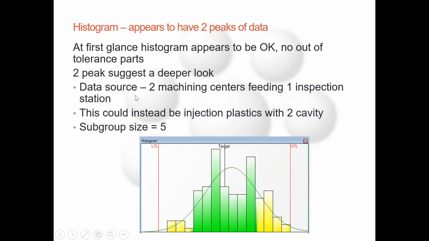Well, we know that the data source for this data was two machining centers. They are all coming into one inspection station. And just as another way of interpreting this, it could instead have been plastic injection molding, where there were two cavities. Subgroup size 5 is immaterial to that question. But we have two of something, in this instance, feeding into the same place. The data is mixed.